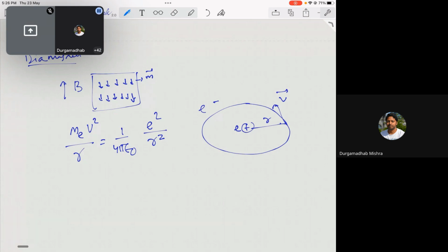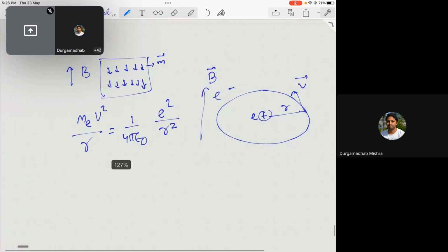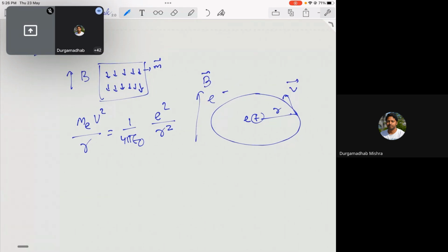Now, if I apply a magnetic field here, what happens? There will be another additional force acting on the electron, that is the Lorentz force. The orbit is still maintained due to the centripetal force, but in addition to the Coulomb force, I have an additional force, that is the Lorentz force.